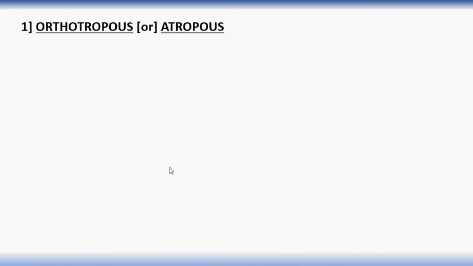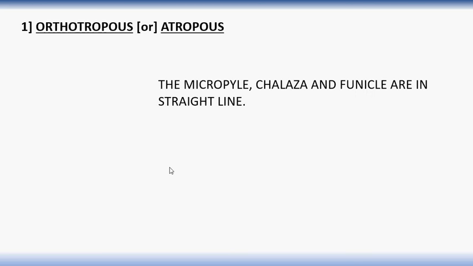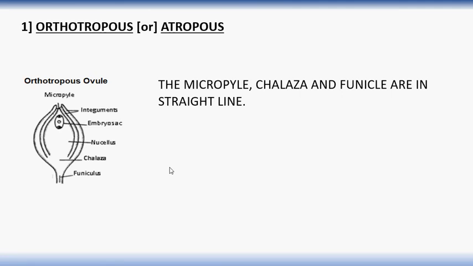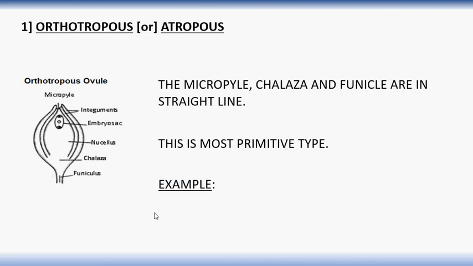Orthotropous or atropous ovule. The micropyle, chalaza and funicle are in straight line. So in this ovule, micropyle, basal part chalaza and stalk of ovule funicle all are in straight line. This condition is called orthotropous ovule. This is the most primitive type of ovule and it is present in Polygonum and betel.